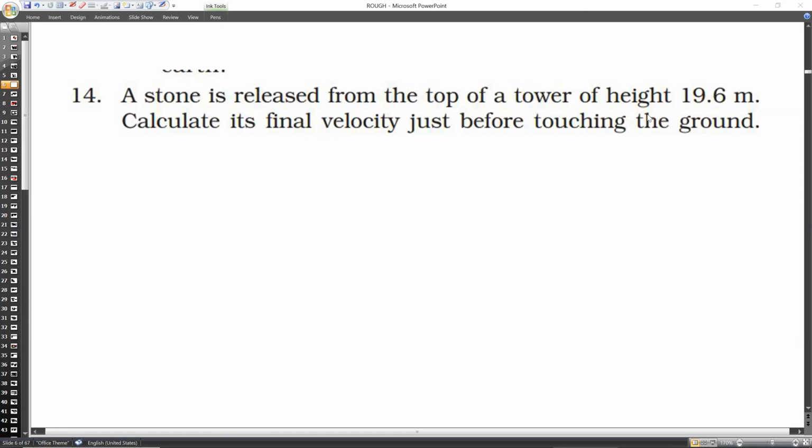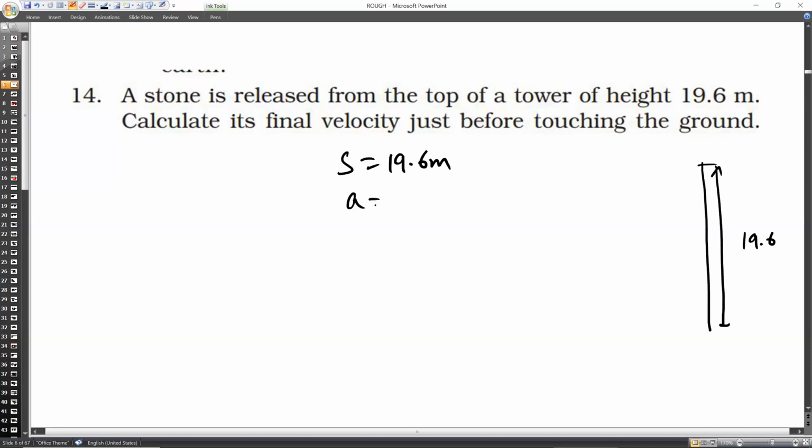A stone is released from the top of a height of 19.6 meter. Calculate the final velocity before it reaches the ground. So the height is this one, 19.6 meter. It is being released from here, so the distance from here to here is 19.6 meters. So S is given, 19.6 meter. And since the velocity will continuously increase, acceleration due to gravity is 9.8.